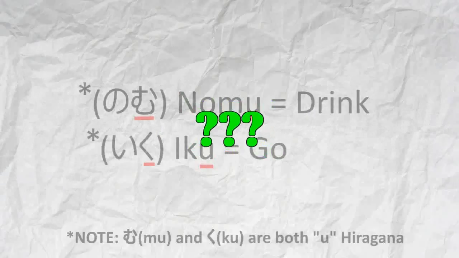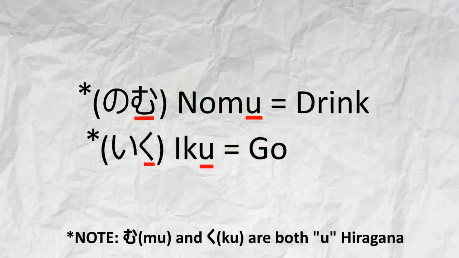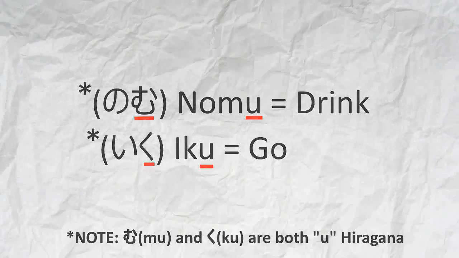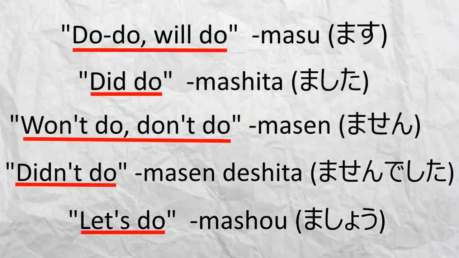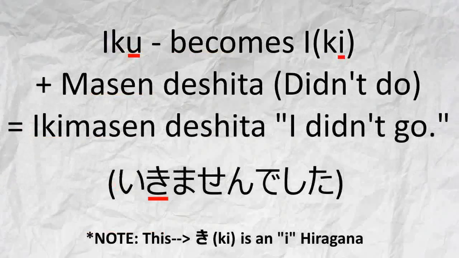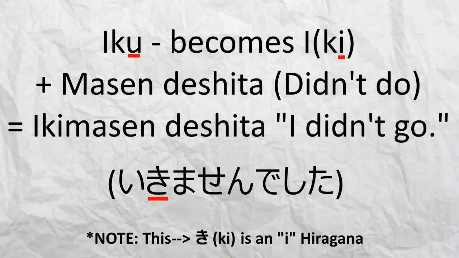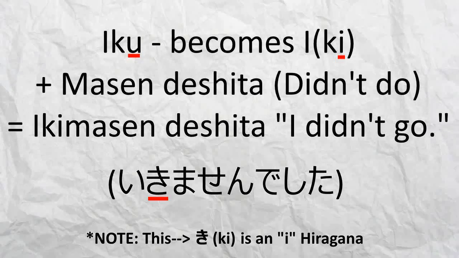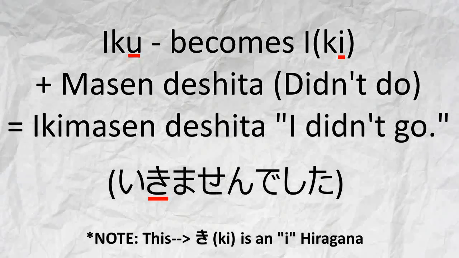How do you say I didn't go? Remember, U changes to I and then add your mas ending. Iku becomes iki plus masen deshita, didn't do, equals ikimasen deshita, I didn't go.